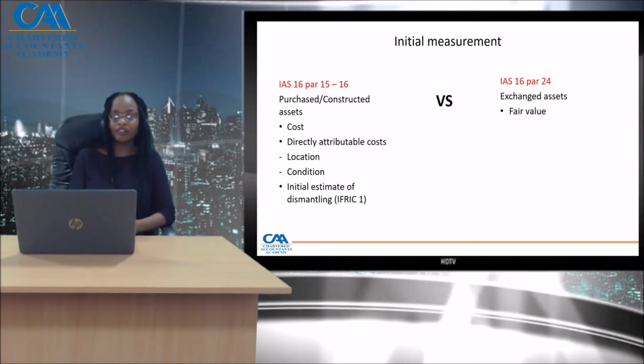Finally, in this section of the lecture, I would like us to deal with initial measurement of property, plant, and equipment. Paragraphs 15 to 16 of IAS 16 tell us what costs to capitalize to PPE. So you're going to have to measure your property, plant, and equipment at cost. That is the price that you pay to purchase it. And it might happen that you actually do not pay for the asset on gaining control. Maybe you have come up with payment terms and you're going to pay over time. Please make sure that you know how to come up with the cost in that case.